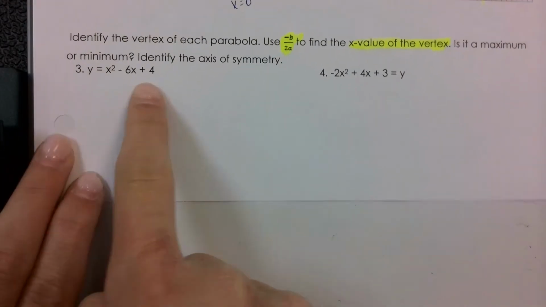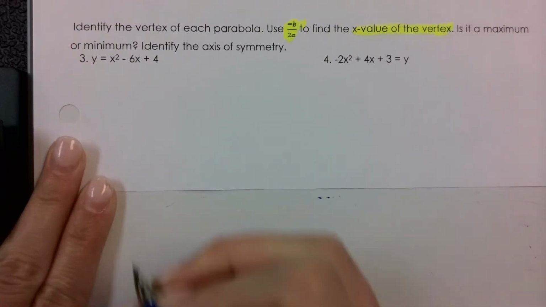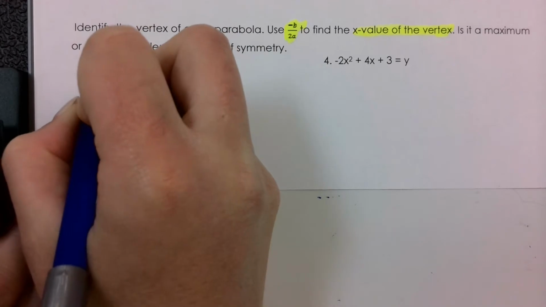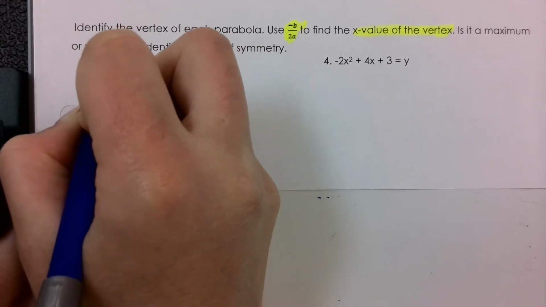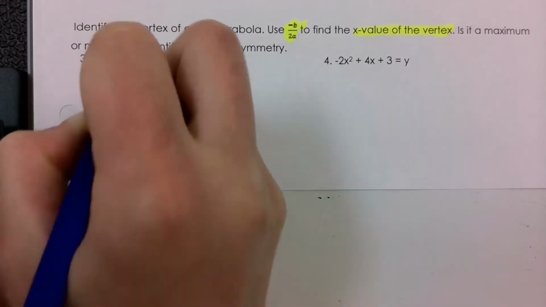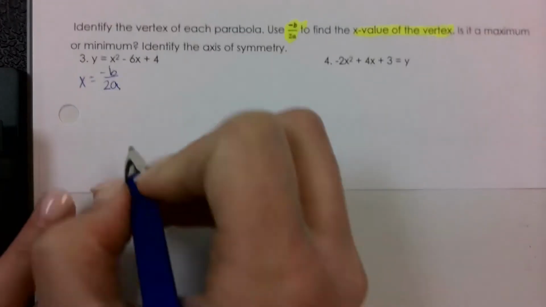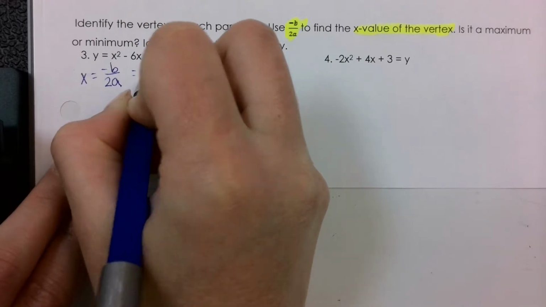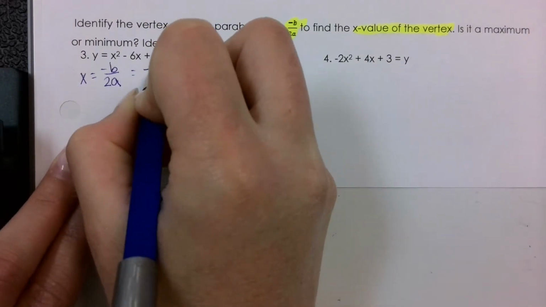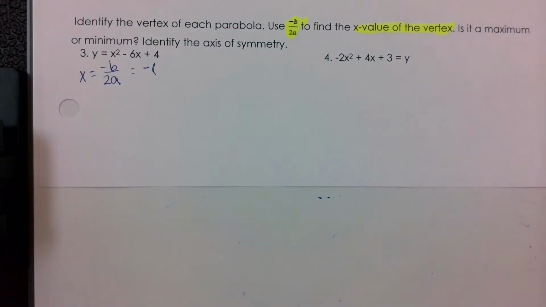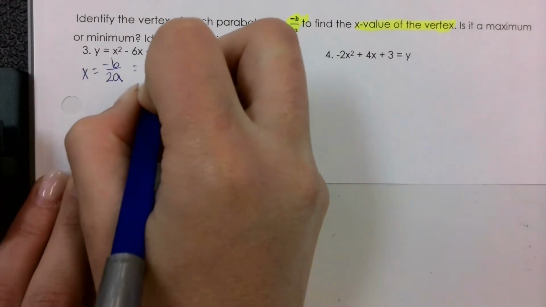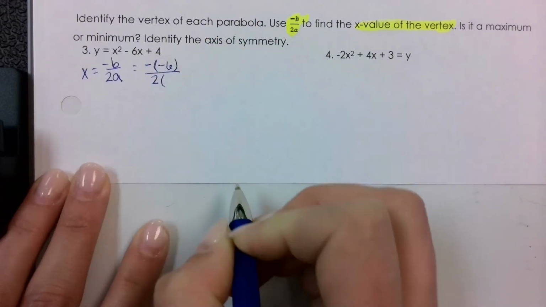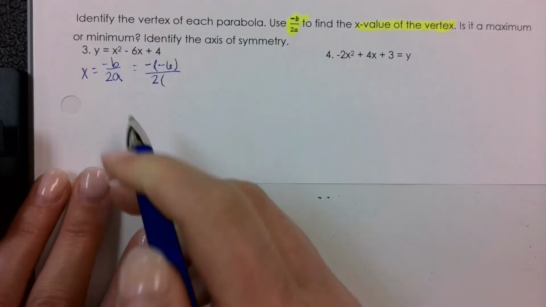So for number 3 over here, we're going to use that formula, negative b over 2a. I'm going to write that, because the more you write this stuff, the easier it's going to be for you to memorize it, because that's how you memorize things. You do it over and over. Negative b over 2a is the formula that we're using. So we're going to plug what we have into that. So we're going to have negative b. What is our b value? Negative 6 over 2 times a, and what is our a value? Why is it 1? There's nothing in front of that x squared.